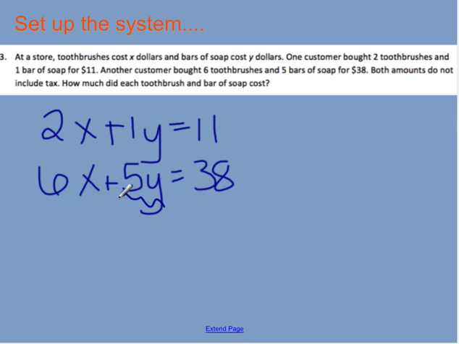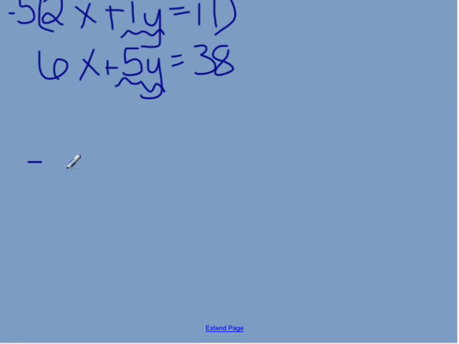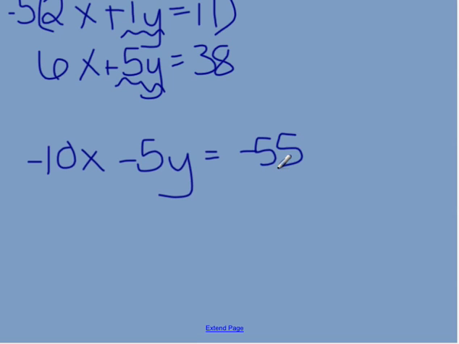So I need to figure out what I need to multiply 1 by to get the opposite of 5. Well, the opposite of 5 is negative 5. What do I need to multiply 1 by to get a negative 5? And that's going to be a negative 5. So I'm going to multiply everything in that top equation by a negative 5, including the thing on the other side of the equal sign. So then I have 6x plus 5y is equal to 38.